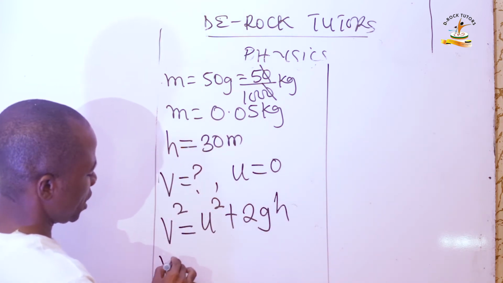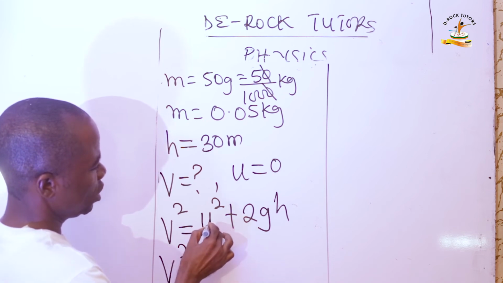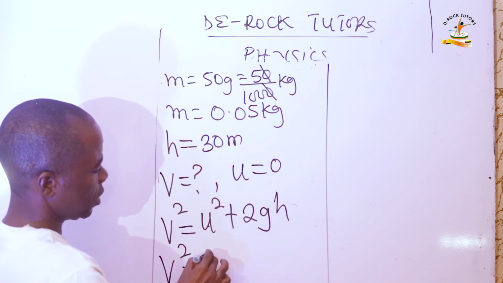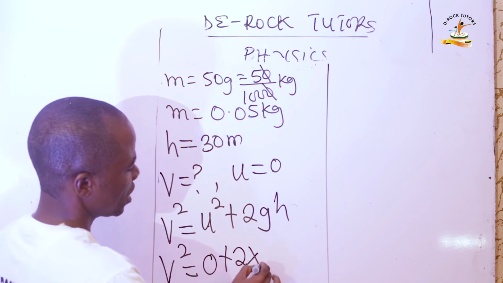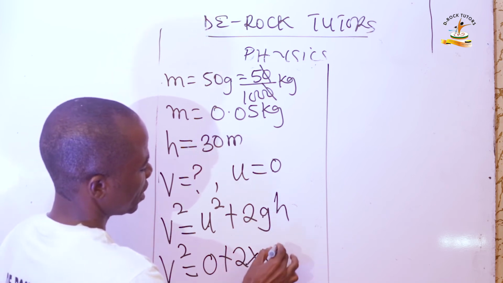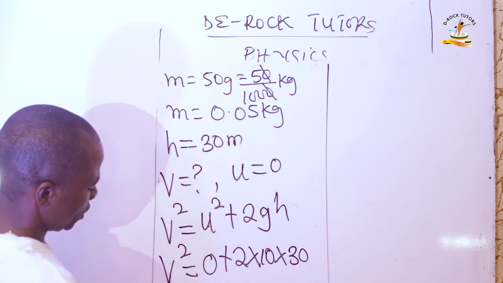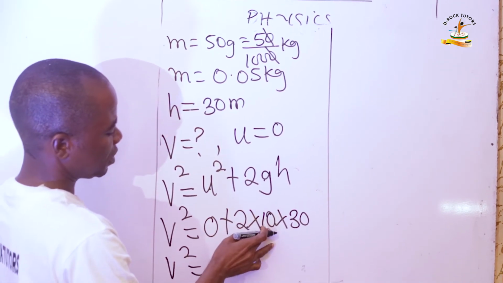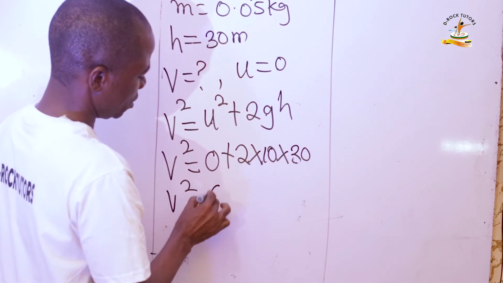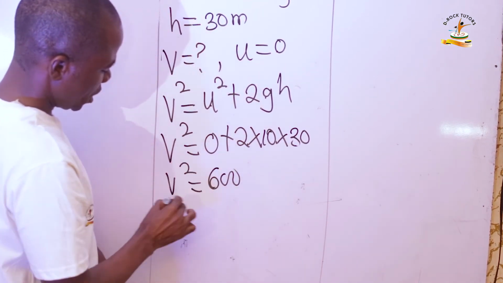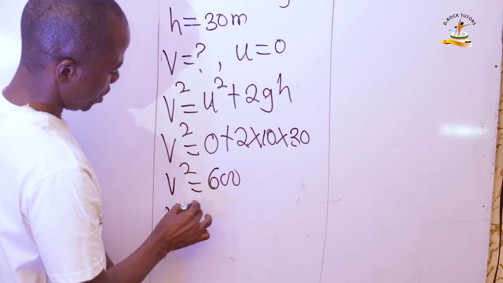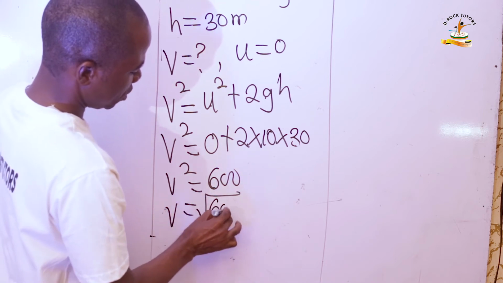So V squared is equal to, since it's released from rest, U is equal to 0. So U squared becomes 0 plus 2 times G, that's 10, times the height, that's 30 according to the question. So V squared is equal to 2 times 10, that's 20, times 30. That's 600. If you take the square root of both sides, then V now is square root of 600.